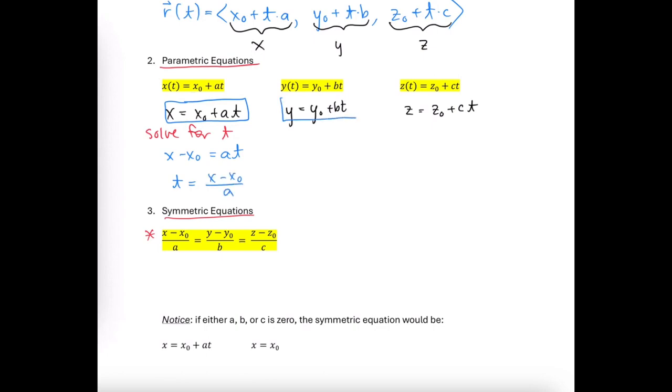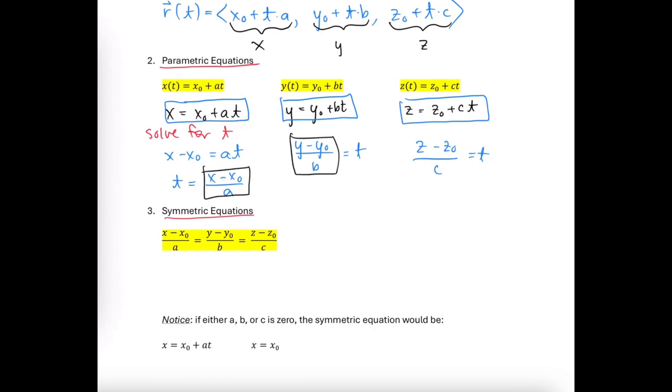If we solve for t in this particular equation, we're going to get y minus y naught divided by b. If we solve for t right here, we're going to get z minus z naught divided by c. All of these are equal to t, and these values are going to be called the symmetric equation. So we basically just take this bit, and this bit. All of them are equal to t and therefore equal to each other. So this is how we would write the symmetric equations of a line.